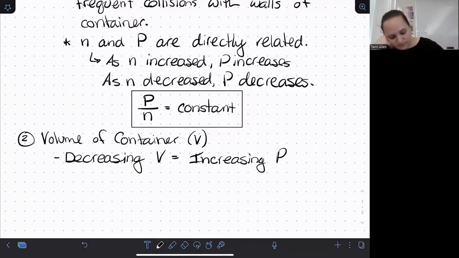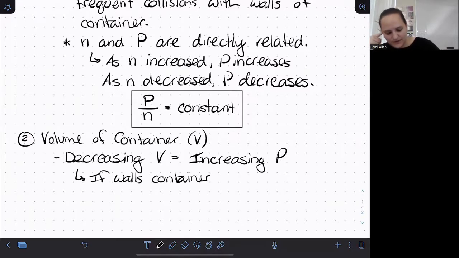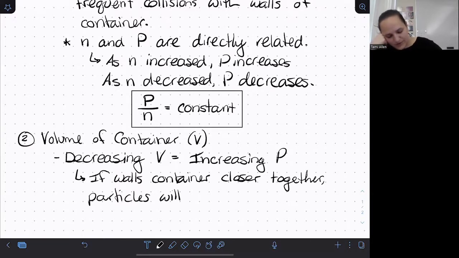So again, thinking from that collisions perspective, if the walls of the container are closer together, if you just kind of simplify it as bouncing back and forth in a straight line, particles will collide with walls more often.